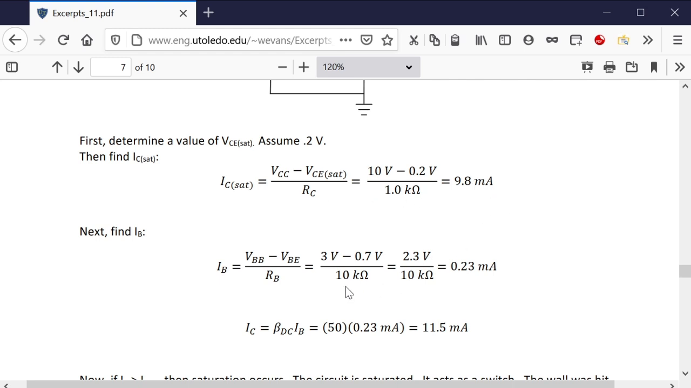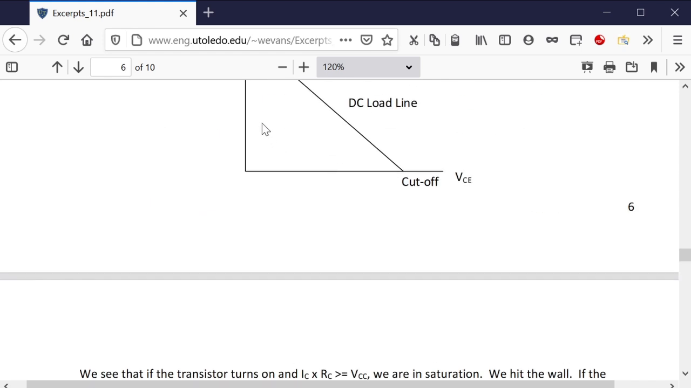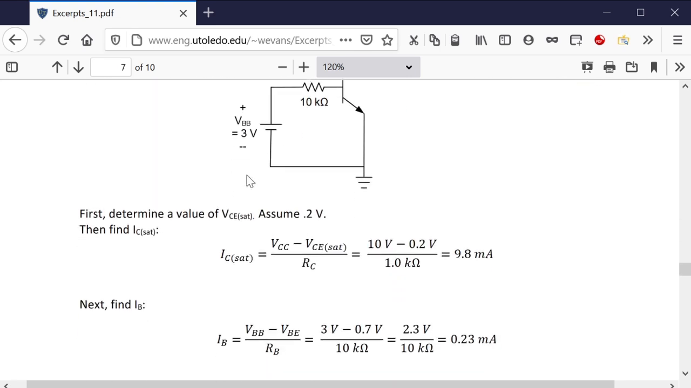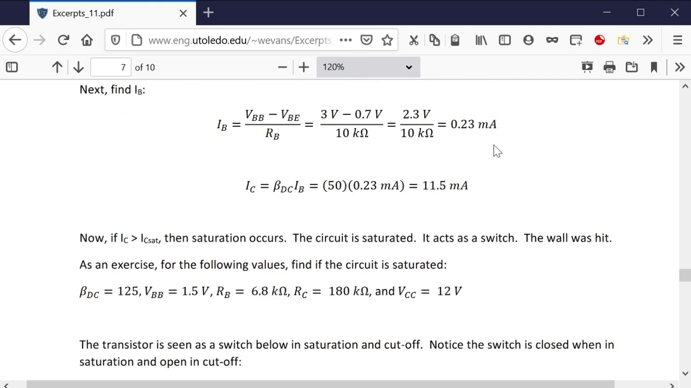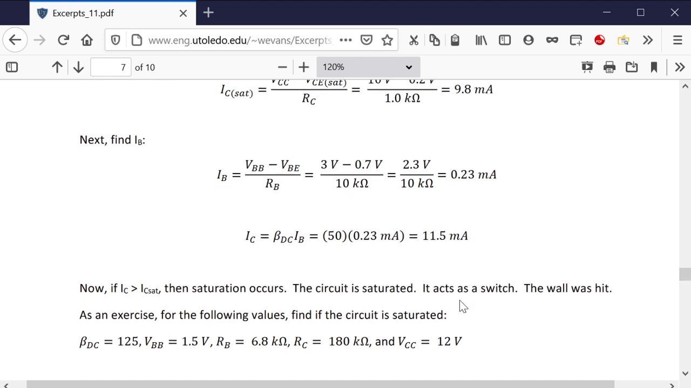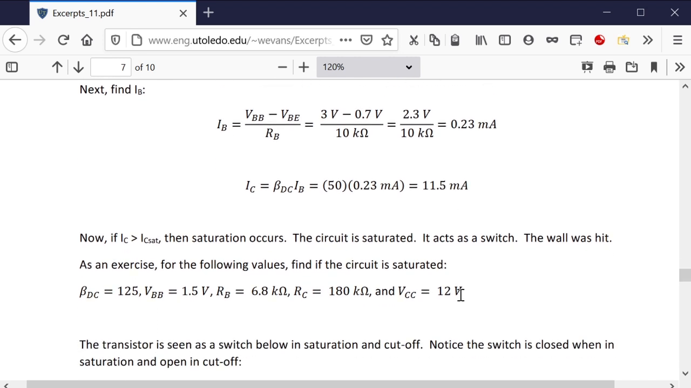Now we go through and we calculate and see what we have here. If we do our calculations and this number is greater than this number, we hit this wall. In other words, we can't go above this number right here. We can't go bigger than IC sat. And if we go above it, that means we're saturated. You hit it along the wall and you can't go any further. Next is a switch. The wall was hit.